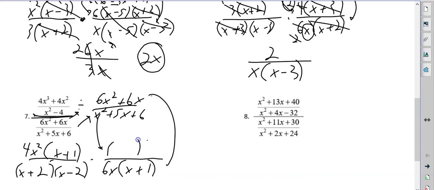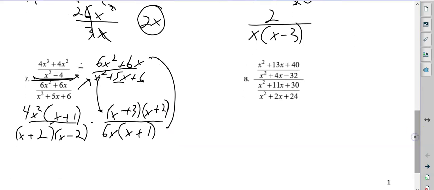And then over here, we're just factoring this. Guess and check. X times x is x squared. We're looking for two numbers that multiply to give me 6, that add to 5. Well, that's 3 and 2. And the 5 is positive, so these are both positive. Okay?